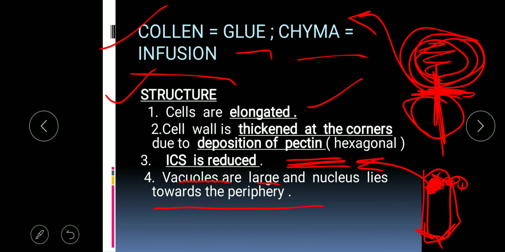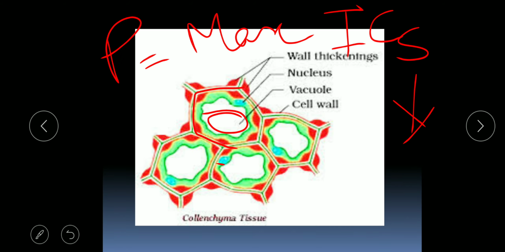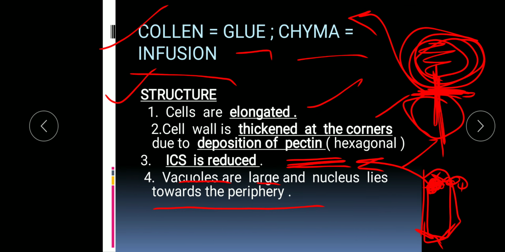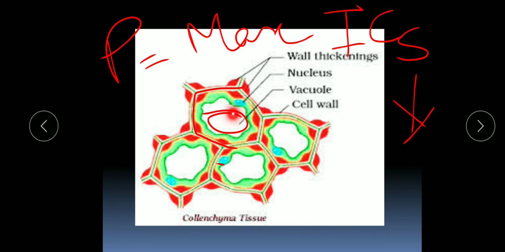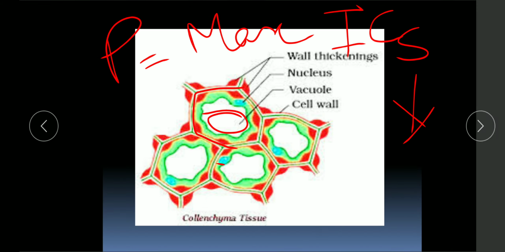That is, the cells are elongated, the cell wall is thickened at the corners due to the deposition of a polysaccharide which is known as pectin, and due to the deposition of polysaccharide at the corners, the cells appear hexagonal in shape. Then intercellular space is reduced in this. Vacuoles are large. Here the vacuoles are large and the nucleus is towards the periphery.